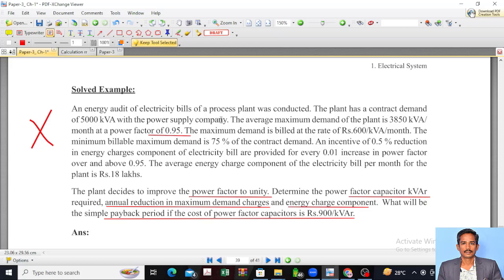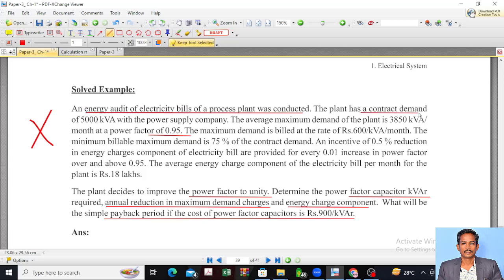We are going to see Paper 3, Chapter 1. This example, they ask every year. They are conducting an energy audit on a process plant.